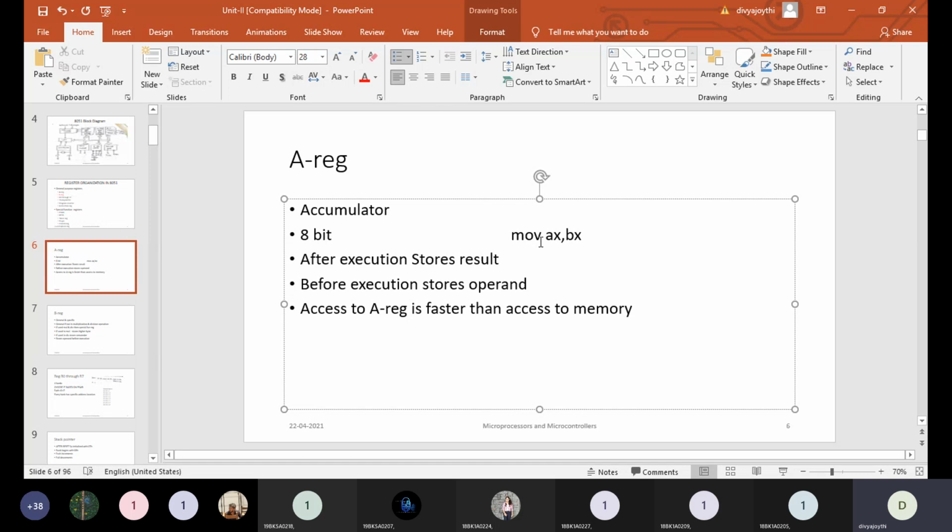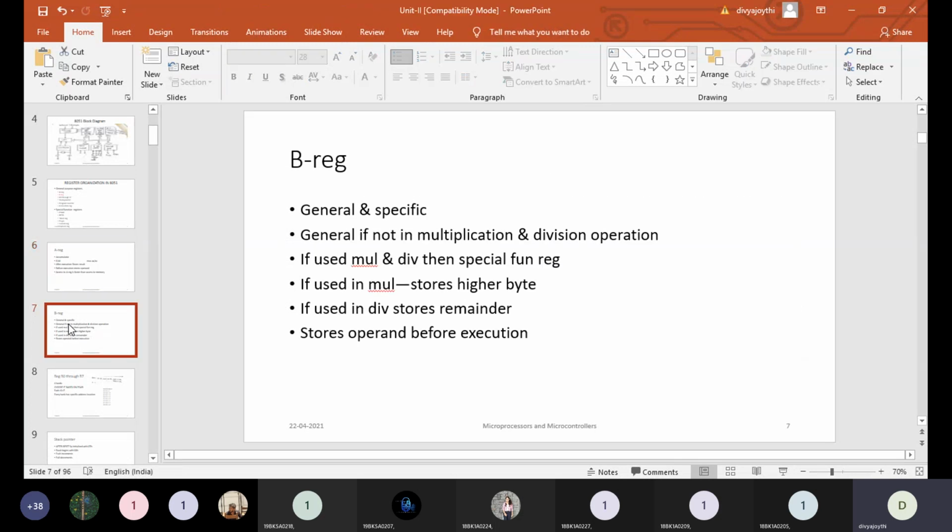And now, accessing the accumulator is faster than accessing the memory. You need to keep this particular point in your mind. If you want to access the memory of the 8051 microcontroller, it will take more time. But if you want to access the accumulator, it will take less time. So that indicates that the end user who is writing the program can access the accumulator faster than the memory. So this is about the A register, which is nothing but the accumulator.